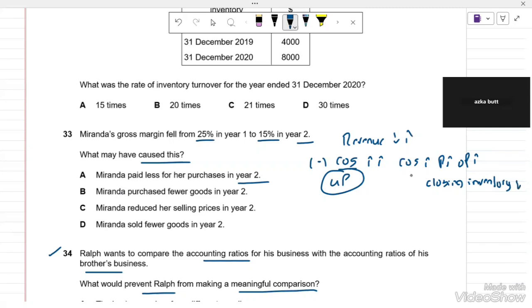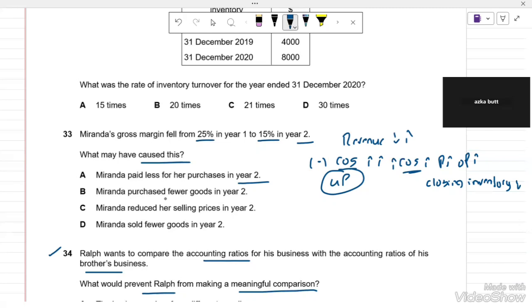So in that case, your cost of sales would increase. Whatever we are adding into the cost of sales increases it, and whatever we are subtracting from the cost of sales would cause a reduction in cost of sales if the amount is very high in terms of closing inventory.